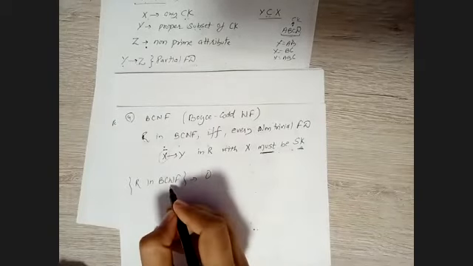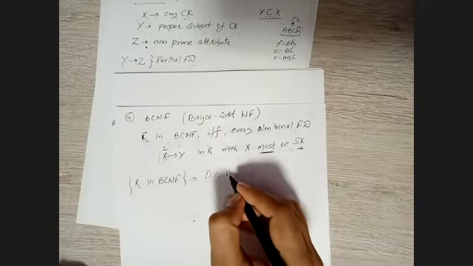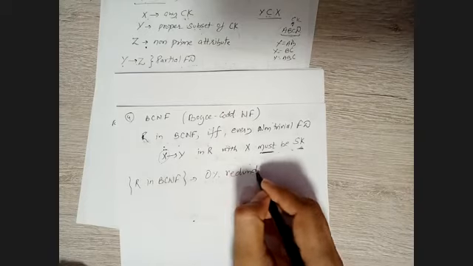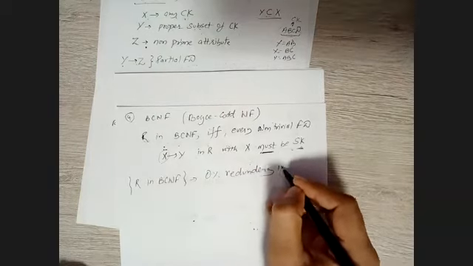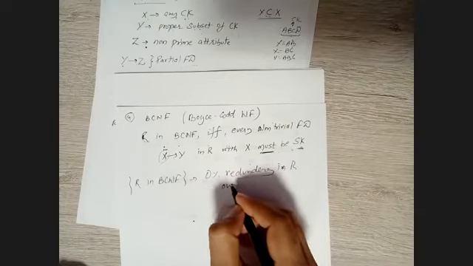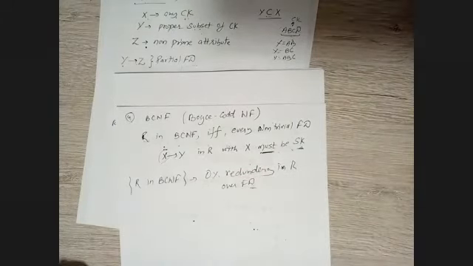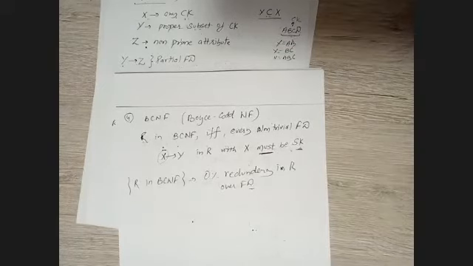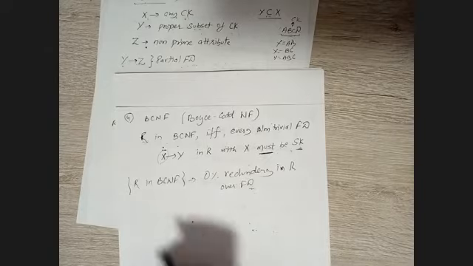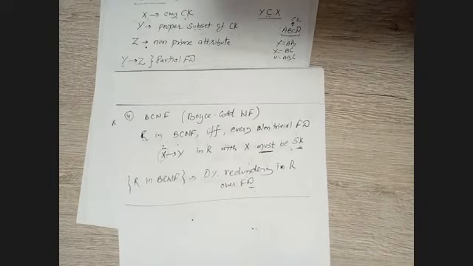And when we say R is in BCNF, that means almost 0% redundancy is there in R over the functional dependencies of the relation. So these are the normal forms that we study, starting from 1NF up to BCNF. Now let's understand how we identify the normal forms, with the help of a few examples, which will make it clearer.